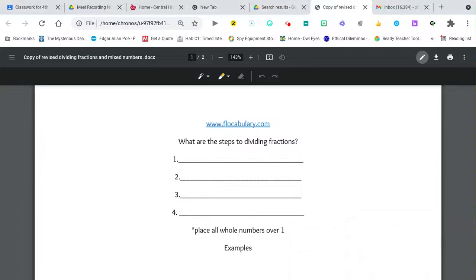All right, I'm going to go over the steps to dividing fractions, and then I'll talk about mixed numbers right after I go over the steps for dividing fractions. And this is something you did last year. It's just a recall, but just with signs, positives and negatives.